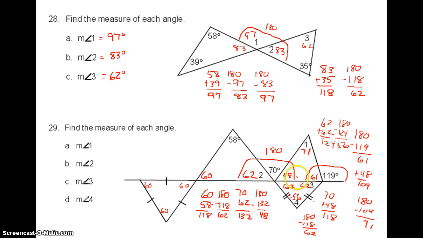Angle 1, 71. Angle 2, 62 degrees. Angle 3 is also 62 degrees. And angle 4 is up here, and that is 56 degrees. A lot of work, but it's all right.